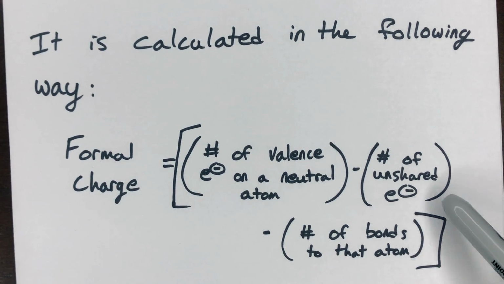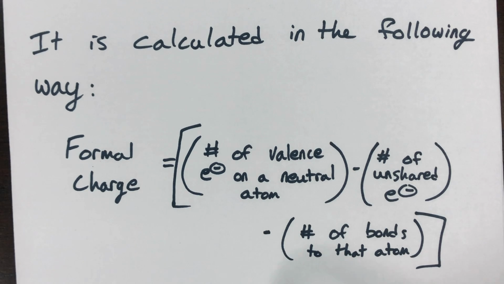And that goes here. And then lastly, you subtract the number of bonds to that atom. Let's say you have one single bond to that atom, that counts as just 1 electron because of the assumption of formal charge that all chemical bonds share the electron density equally. So each bond we just assume is 1 electron at either atom for this formal charge counting.